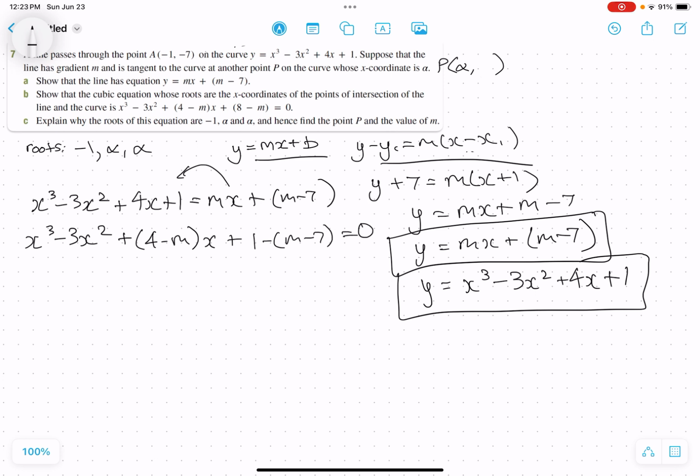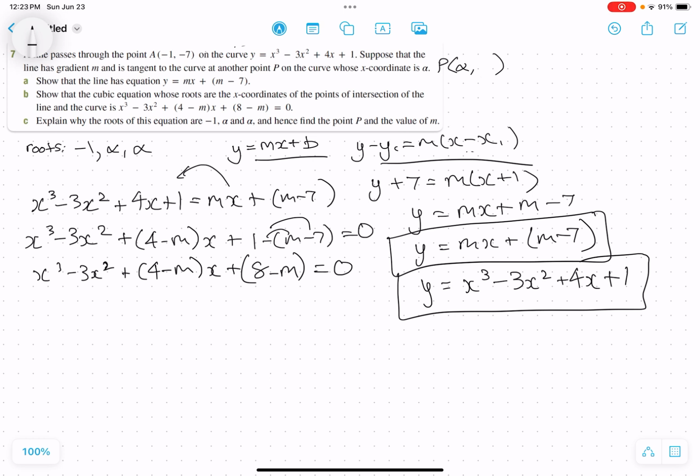So if we put all that together, we've got x cubed minus 3x squared plus 4 minus m times x, plus, we're going to have a plus 7 here, so 1 plus 7 is 8, and a negative m. Okay, so that's going to be our B, C, D there.